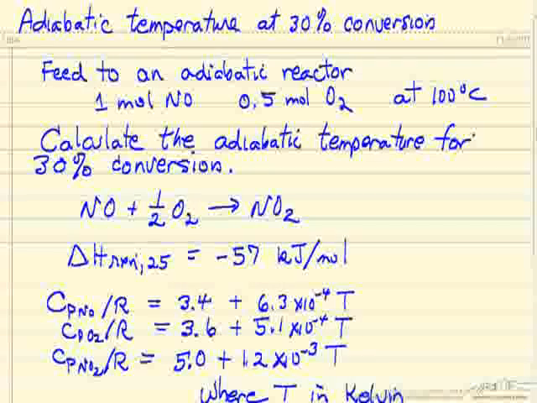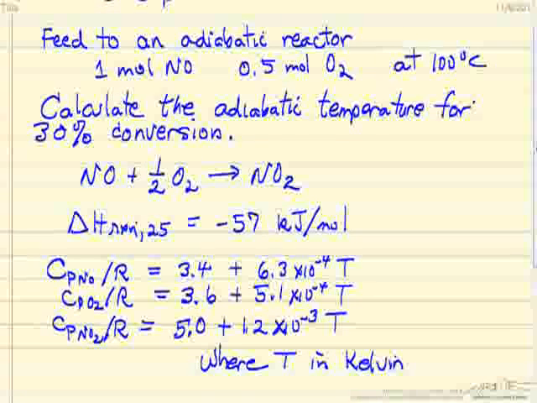In this example, we calculate the adiabatic temperature for a reactor where we have 30% conversion. So the idea is we're feeding, in this case, 1 mole of NO and a half mole of oxygen at 100 degrees C. What we want is the adiabatic temperature if 30% of the NO is converted, with this being the reaction that we're interested in.